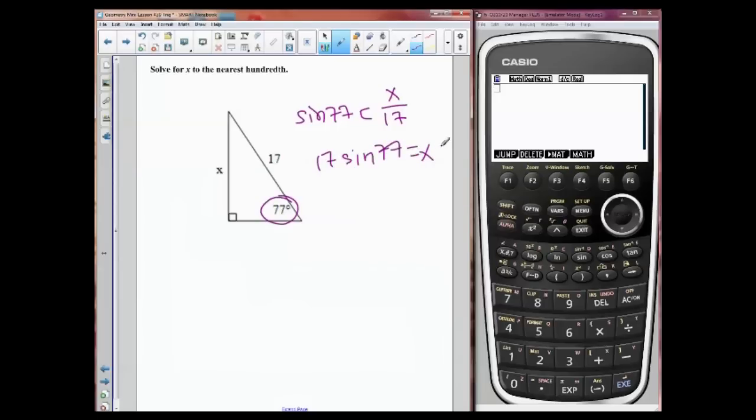So we go right over here to the calculator and plug that in. So we got 17, and there's my sine button, and 77, enter, boom. 16.56. Now make sure you're in degree. See that degree right there? Just make sure you're in degree. And for your TIs, you have to go into the menu and look at it there. So here we are. We're at 16.56.